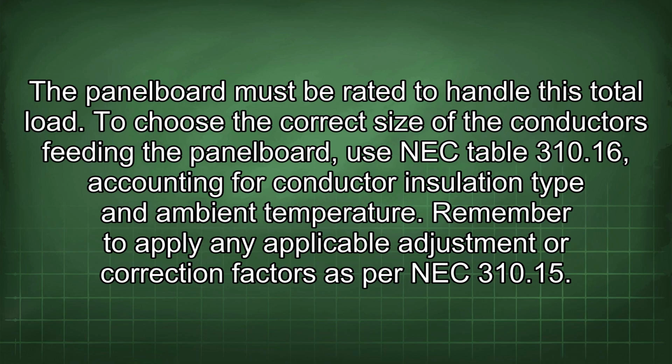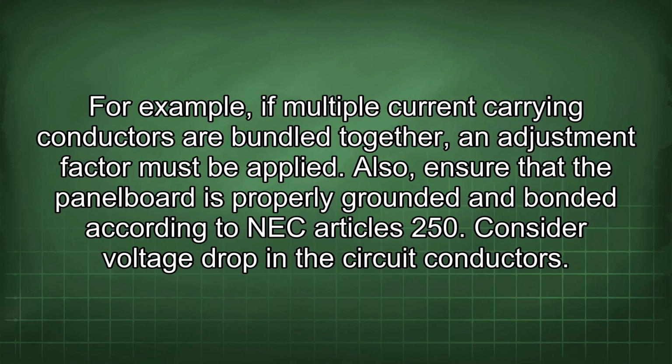To choose the correct size of the conductors feeding the panel board, use NEC Table 310.16, accounting for conductor insulation type and ambient temperature. Remember to apply any applicable adjustment or correction factors as per NEC 310.15. For example, if multiple current-carrying conductors are bundled together, an adjustment factor must be applied. Also, ensure that the panel board is properly grounded and bonded according to NEC Article 250.